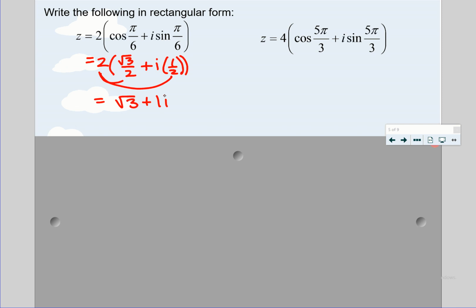Okay, so those previous problems, that's how you can check it. You can just simplify, distribute through, and you just get right back where you started. Good?